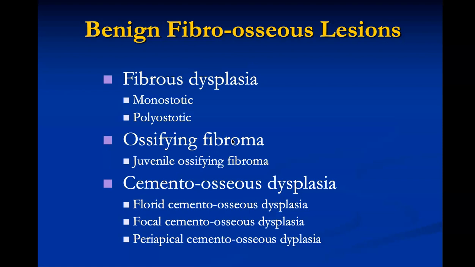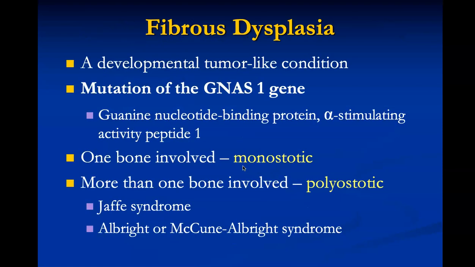And within fibrous dysplasia, you basically have one bone affected or more than one bone affected. So it's either monostotic or polyostotic. And within ossifying fibroma, there is one type that seems to be a little more aggressive. Sometimes in the literature you might see this one as juvenile ossifying fibroma. It just seems to have a more aggressive behavior and recurs more frequently than a typical ossifying fibroma.